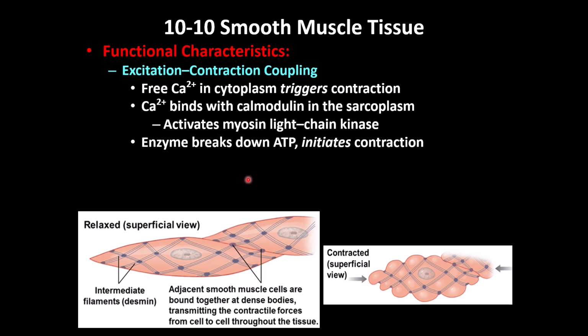When calcium enters, that calcium attaches to calmodulin instead of troponin, which was in the skeletal muscle. This is calmodulin, and that will activate myosin light chain kinase. That will break down ATP, and the muscle will look like this.